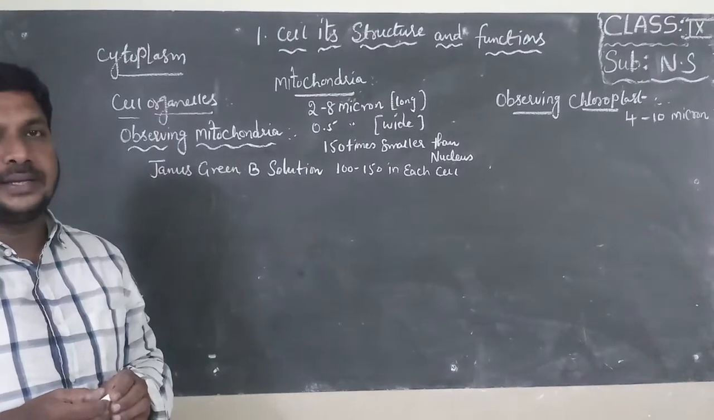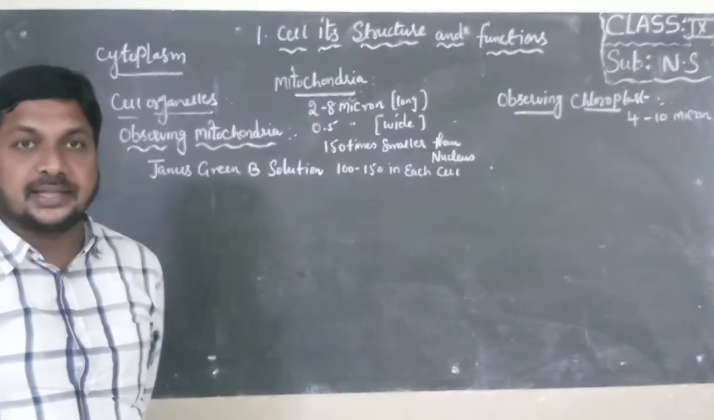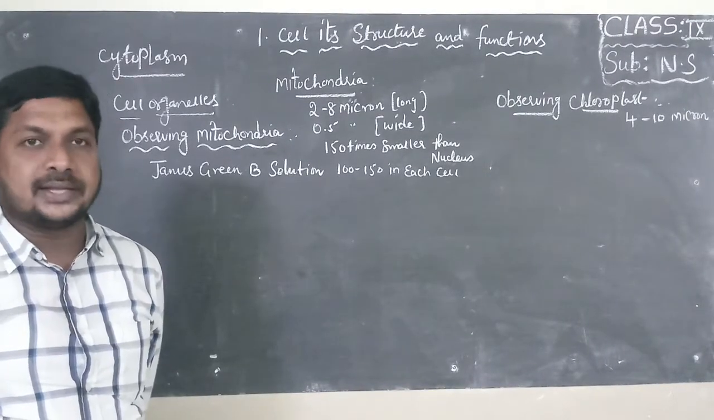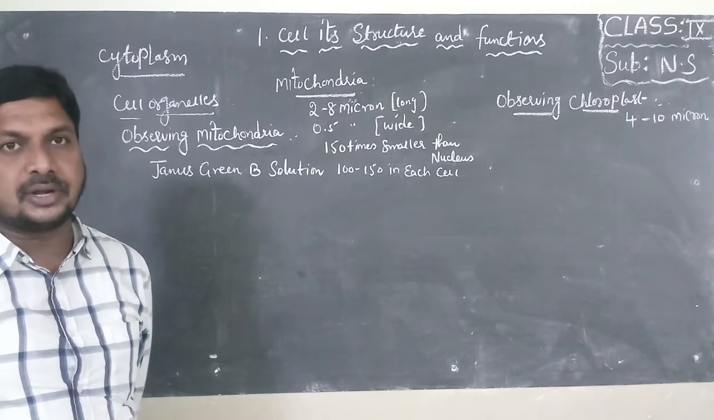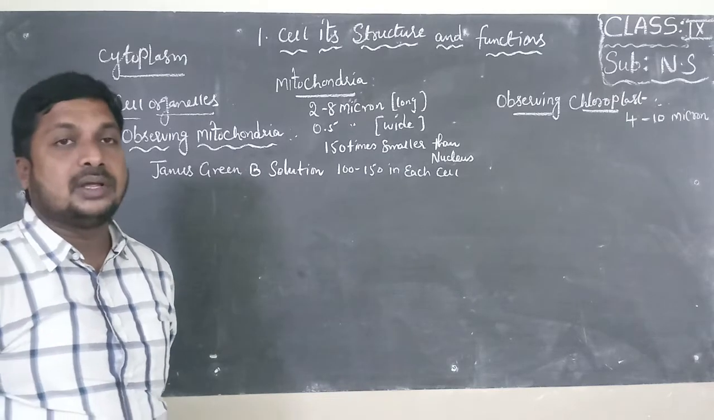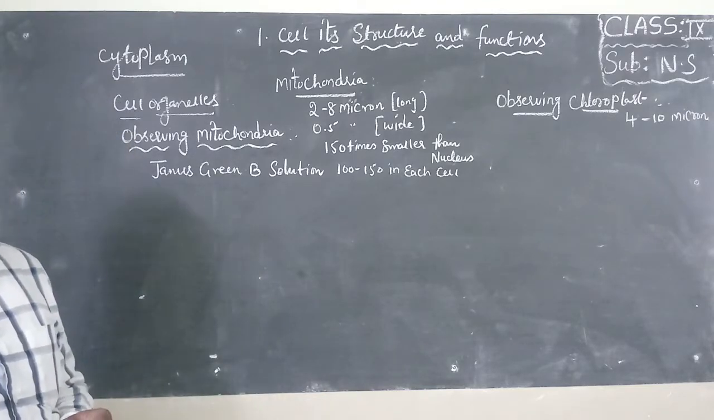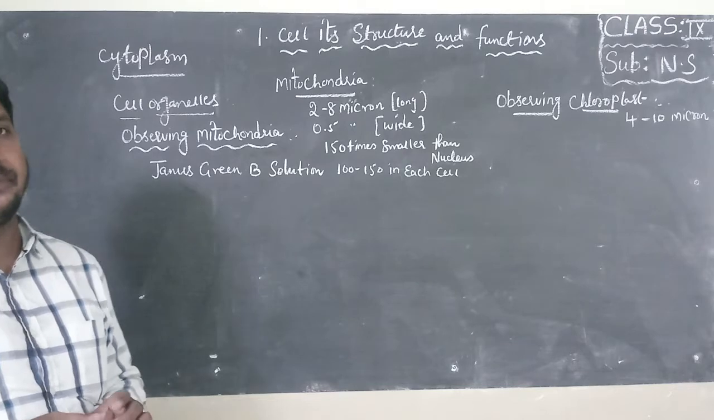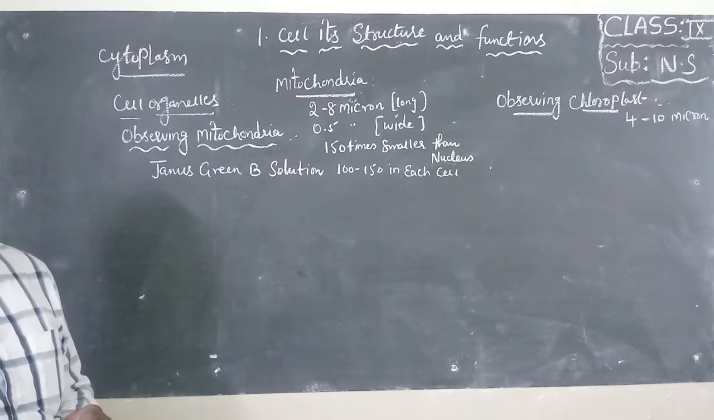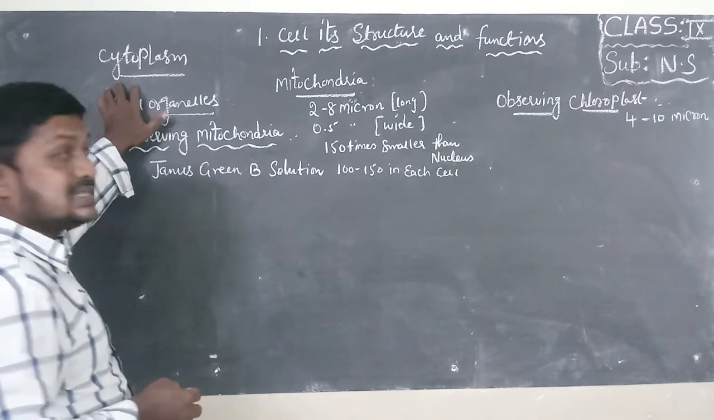Good morning, 9th class students. In the previous class, the first lesson, cell structure and functions, I explained about the nucleus. The most important cell organelle in the cell is the nucleus, discovered by Robert Brown. The nucleus plays an important role in cell division, and it acts as the cell's control room. Now I will explain about cytoplasm.